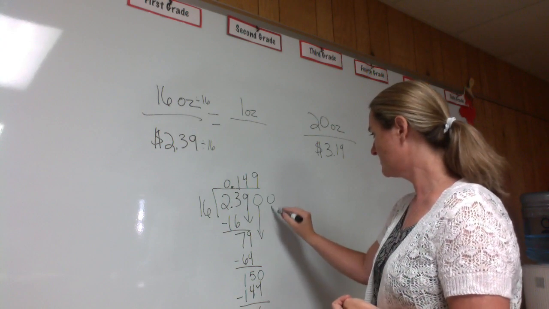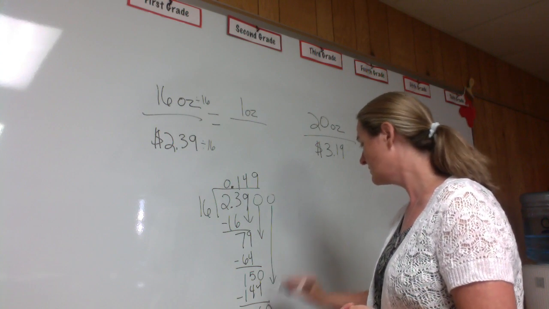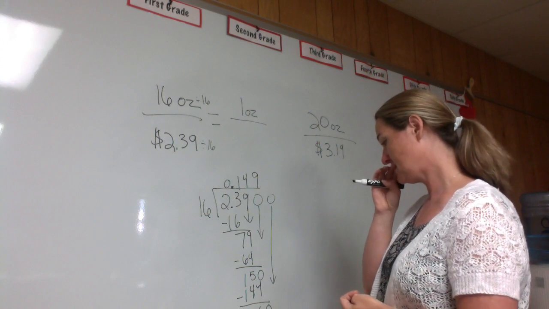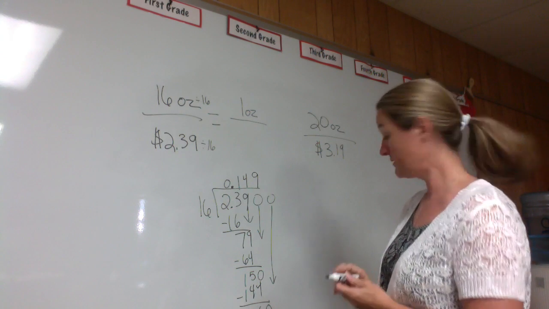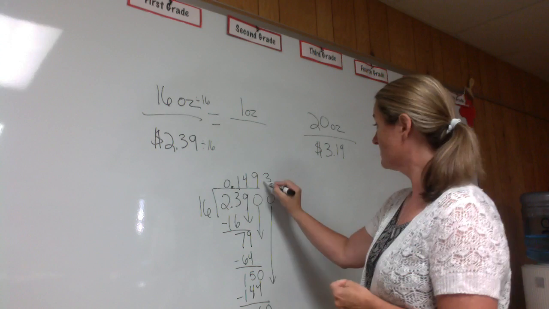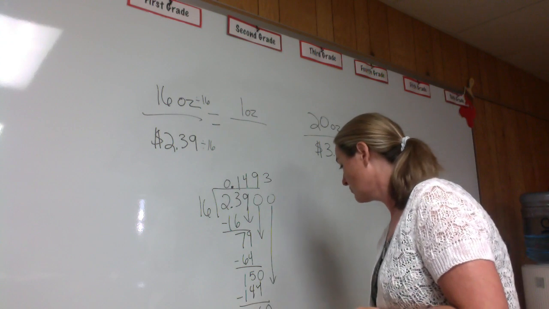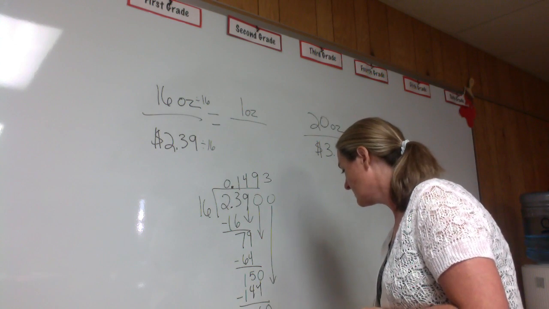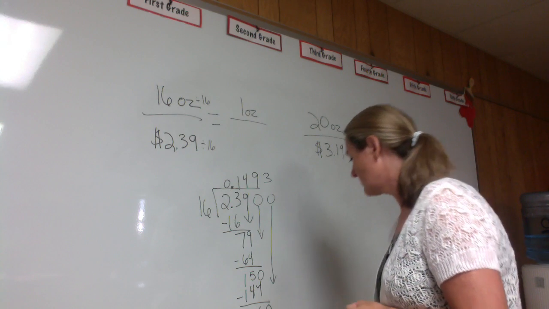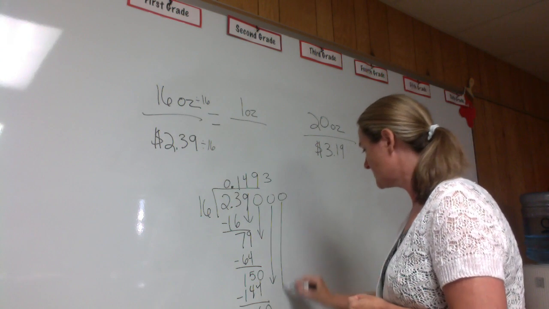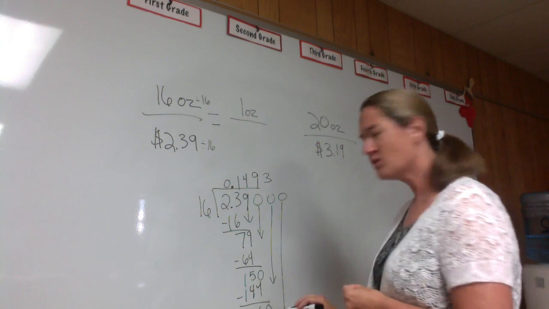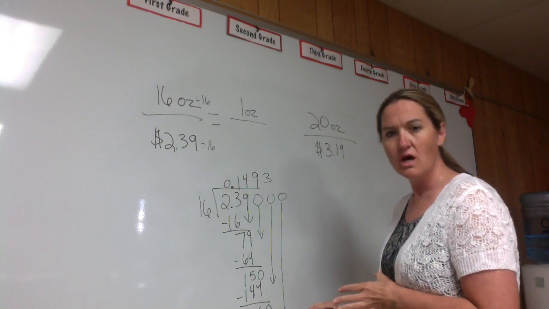Annex another 0. 16 goes into 60, not evenly, unfortunately, 3 times. 3 times 16 is 48, and 12. Annex another 0. All right, I'm going to go ahead and stop there for now.